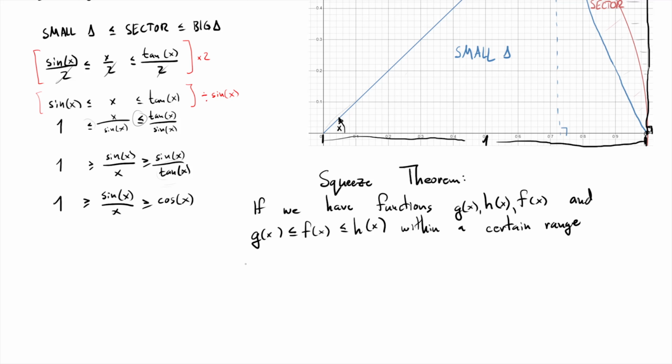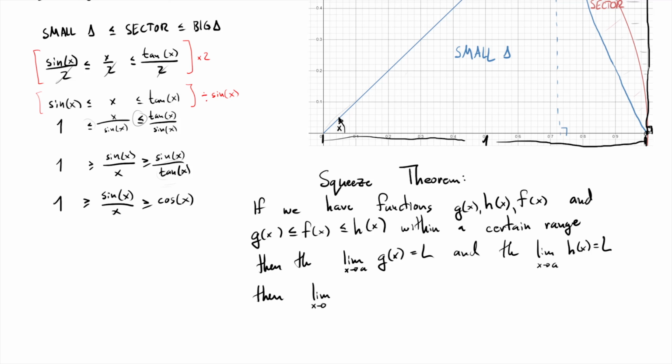Then what we can say is that if the limit as x goes to some number a of the function g of x equals some number L, and the limit as x goes to a of the function h of x equals L, so if the limits for g of x and h of x are the same number, then the limit as x goes to a of f of x also equals L.